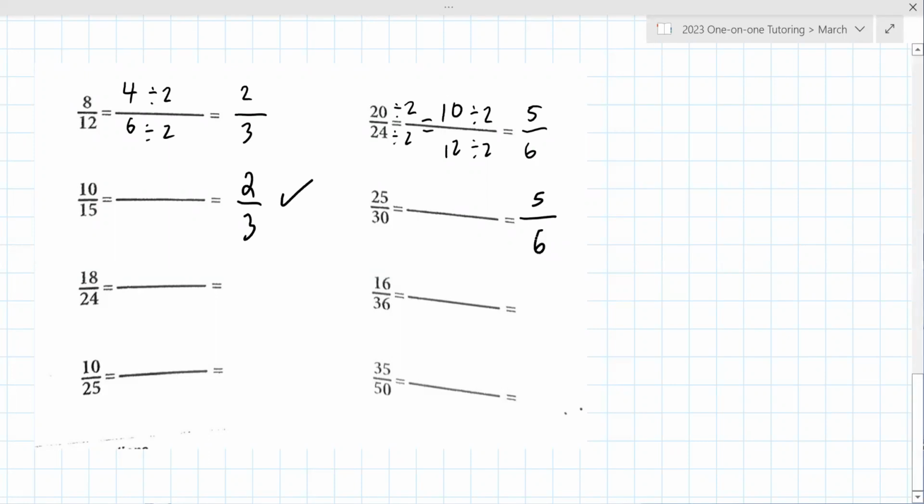Six. Good. 5, 6. And then 18 over 24. 2 can go into 18 and 2 can go into 24. So then that becomes 9 twelfths. Okay. And so 2 doesn't work, but 3 does. And then that becomes 3/4. Good.